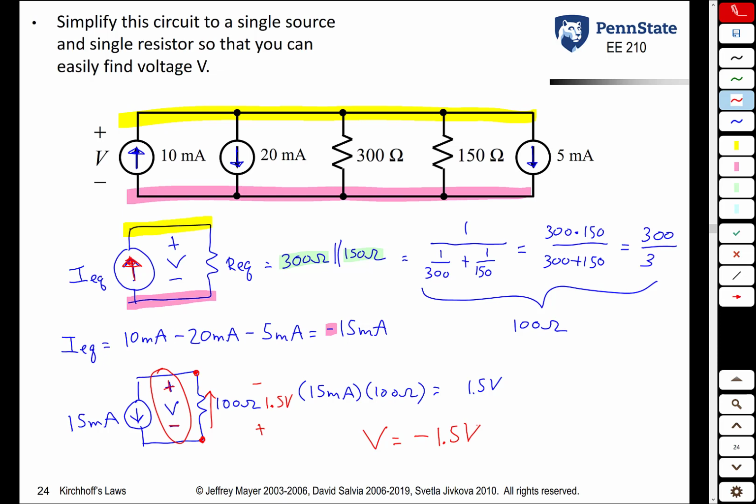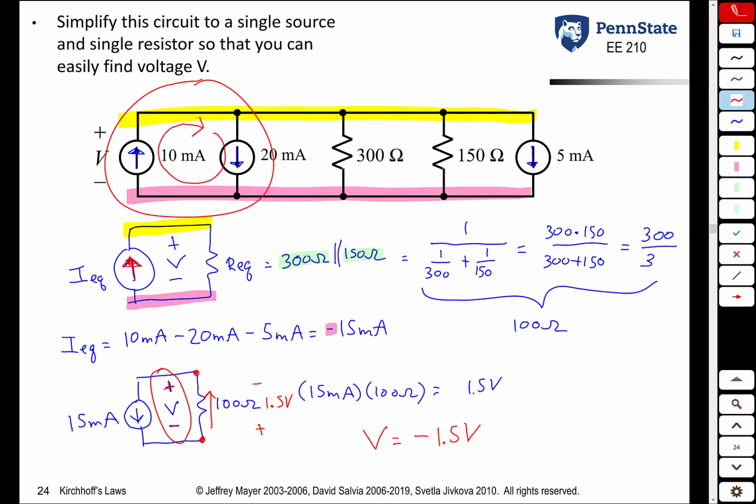In this problem, finding the equivalent resistance was pretty trivial, a little bit tougher than when resistors are in series, but still not that bad. Finding the equivalent current source value is a little bit trickier because we do need to take signs into account. And one thing I want to point out here: when you first look at these current sources in parallel, you might be inclined to think, oh, 20 and 10, they're both going in this clockwise direction.